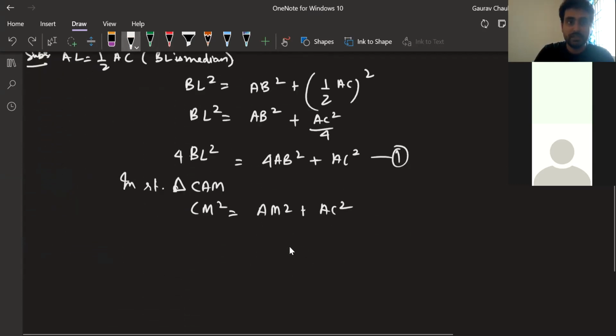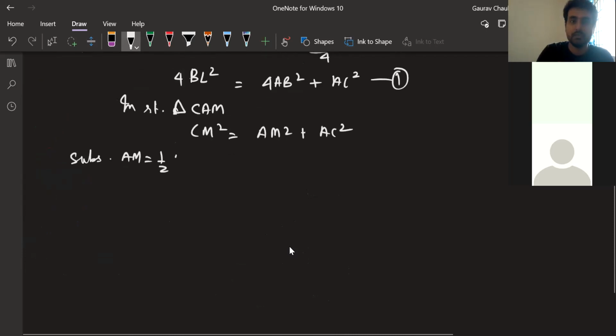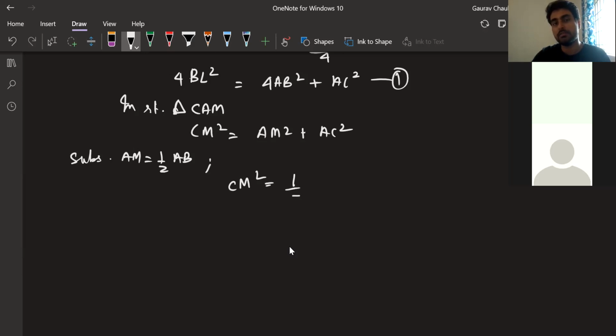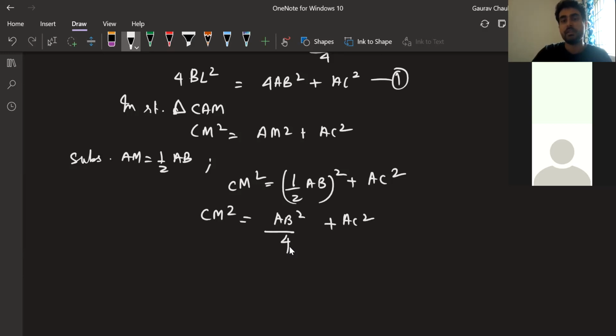Yeah, so that gives me, substituting, AM is equal to half of what? Half of AB. So I get CM square is equal to half of AB the whole square plus AC square. That gives me CM square is equal to AB square by 4 plus AC square. I'm going to multiply by 4 on both sides. That's going to be 4 CM square is equal to AB square plus AC square.